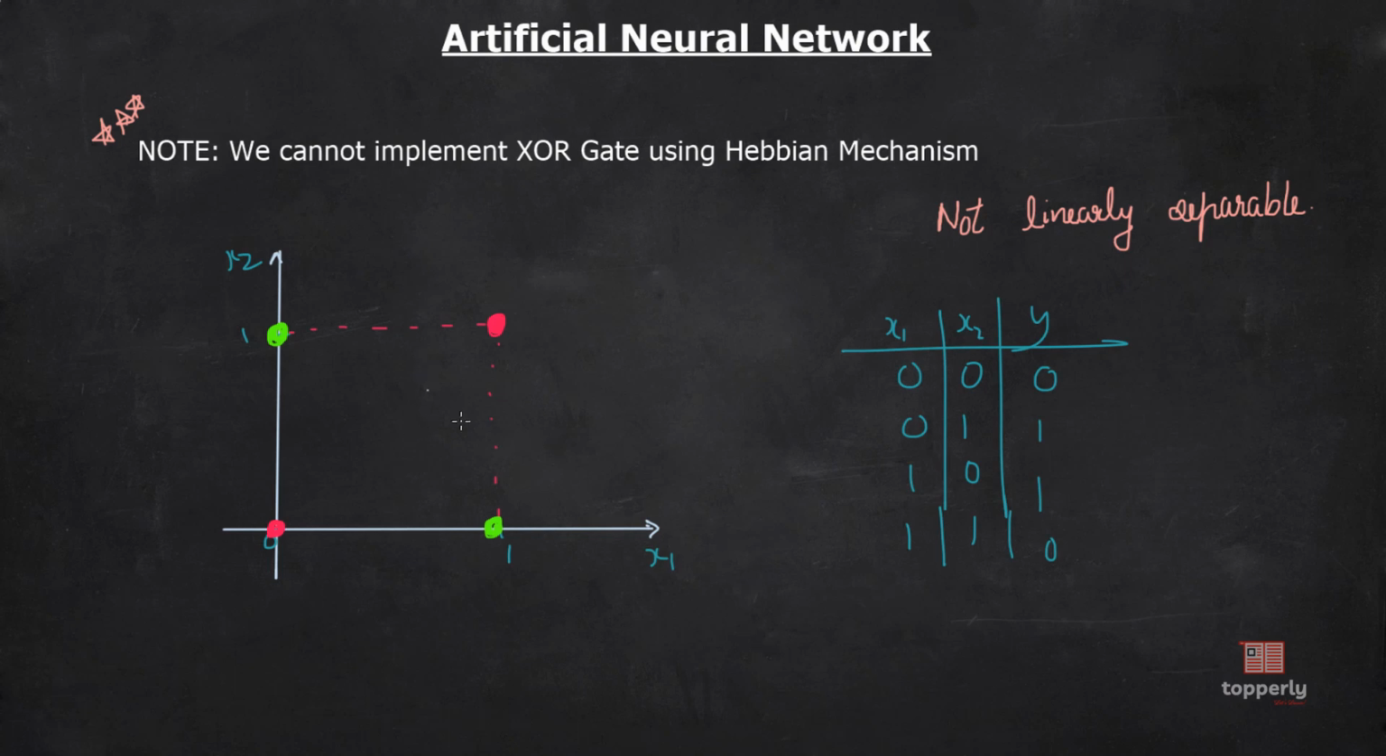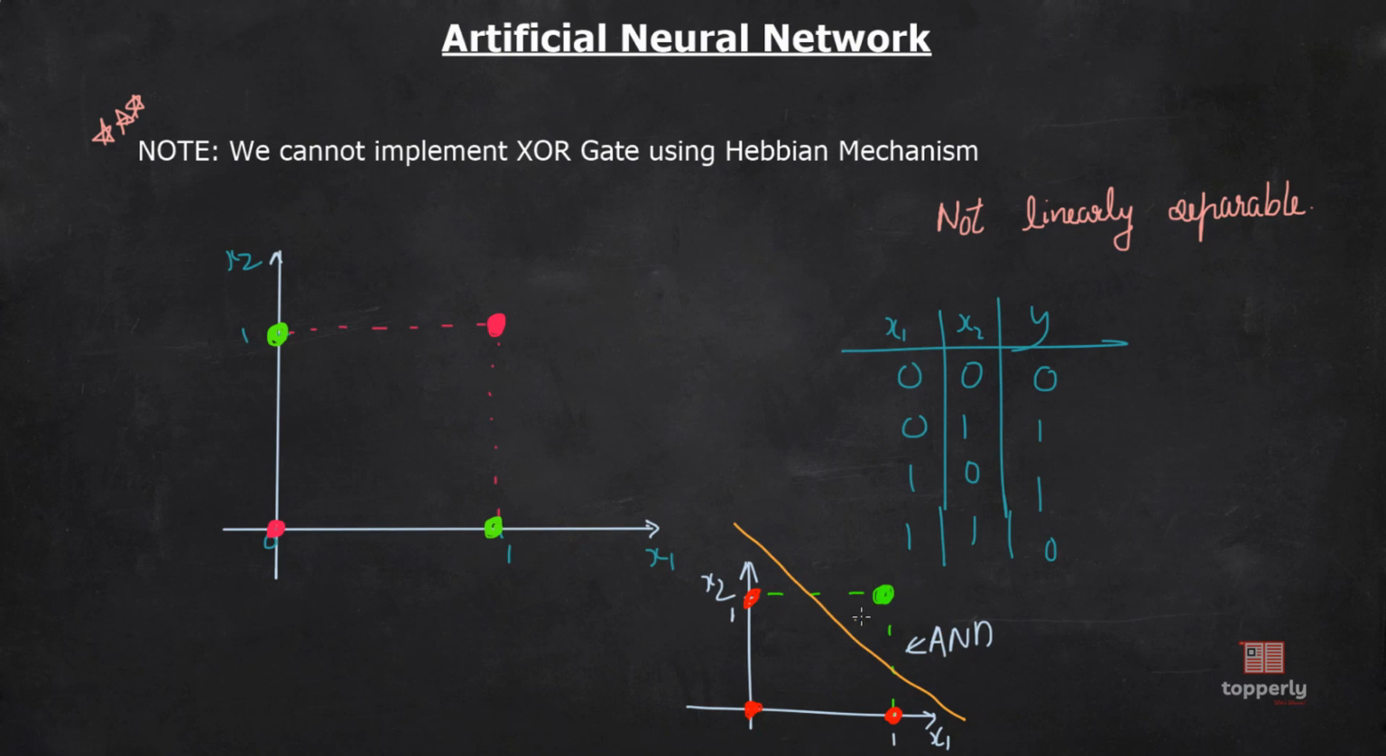Wait, let me draw the input graph for AND gate also, so it will be more clear. So let this be x1, let this be x2, and this is 1 and this is 1, and we are drawing for AND gate. So as usual we will use the green color for ones, and AND gate is 1 only when both inputs are 1, right? Therefore this is green and all other points are red, right? Now in this case we are able to separate the greens and reds, that is ones and zeros, using a line, right? See, this line will separate all the zeros to one side and all the greens to the other side.